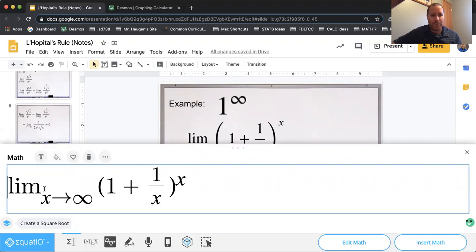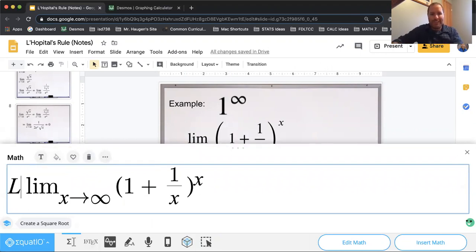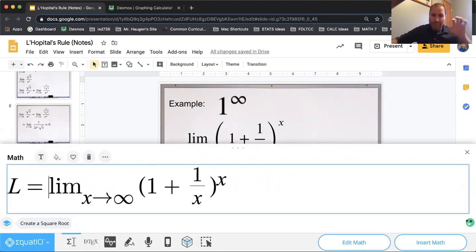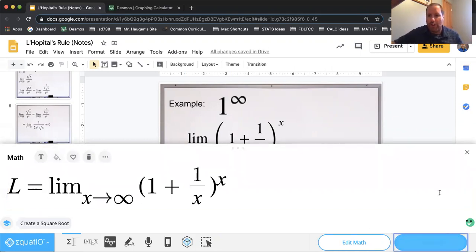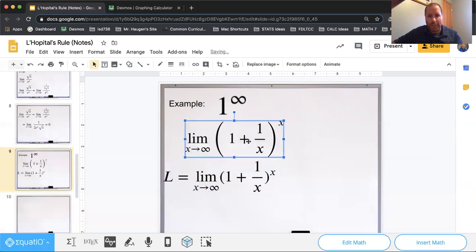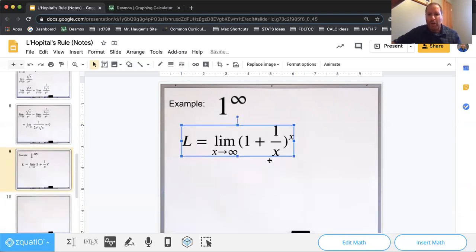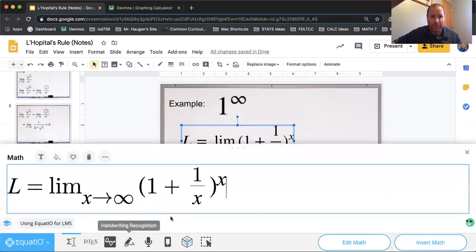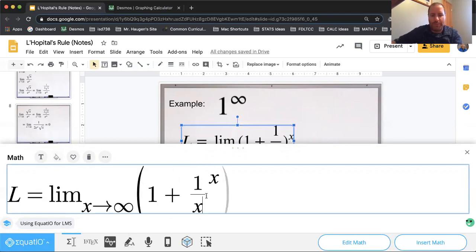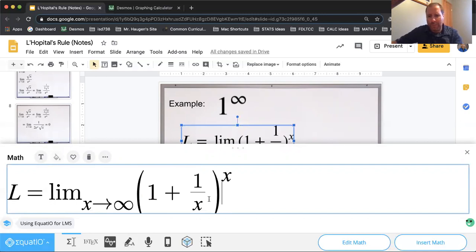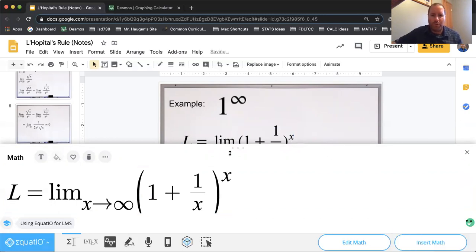So the idea here is, instead of writing this whole limit, I'm going to use capital L to represent this limit, so I don't have to rewrite all of this over and over again. And then the idea is, we'll take the natural log of both sides of this. Let's see if we can get this to be a little bit better with its parentheses. Okay, so what we'd want to do is take the natural log of both sides.